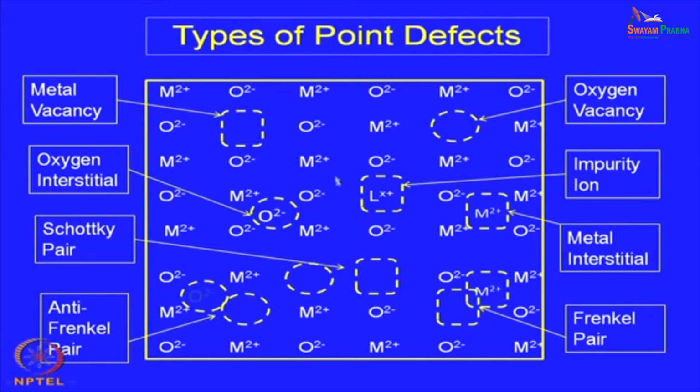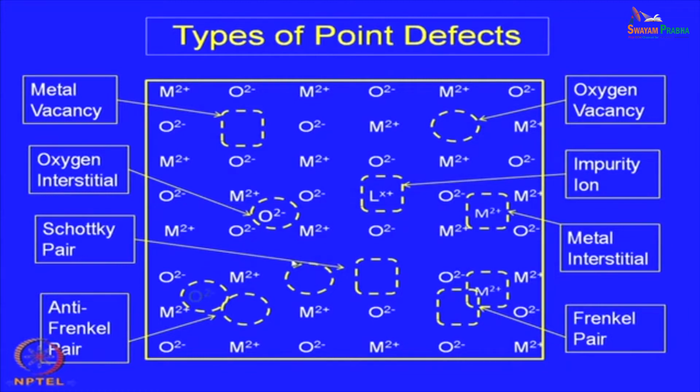Now, here it has been written as X plus. This foreign atom does not necessarily have the same valency as that of the original metal M2 plus. Instead of 2 plus, it may be less than 2 or more than 2, and that is the reason I have written it as Lx plus. Normally, if a different atom of a different valency is there, we call it an aliovalent substitution. That is the terminology, but for our purpose it is only an impurity ion. So, that is also a defect in that crystal.